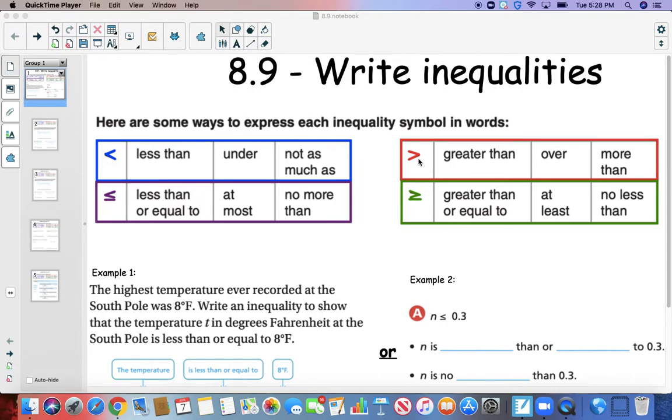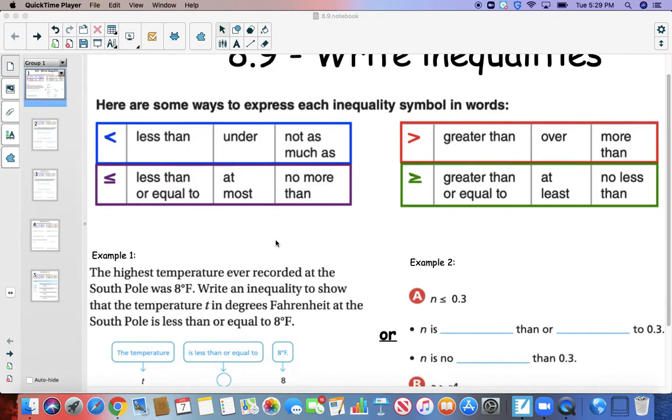So let's take a look over here. We have greater than, just the plain one. So for greater than, you'll see things like over a certain amount, or more than this amount. And then it gets a little more complicated when we throw that line underneath it, because now it's greater than or equal to. So in a real world problem, that means it's at least this amount or no less than this amount. You can have that equal number, but you can go above and beyond it. Where when you're doing less than, you can have a number, but you can't go beyond it. No more than this, it has to be under. Okay, so let's look at some examples together.